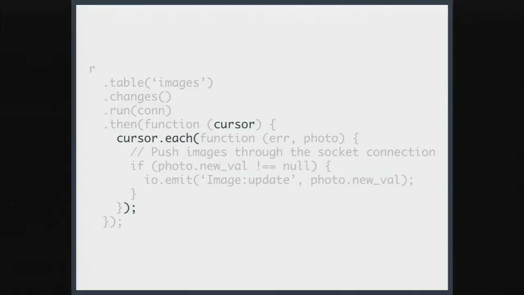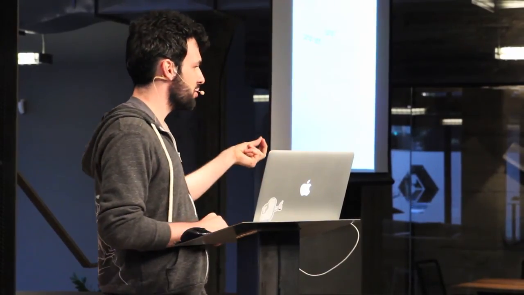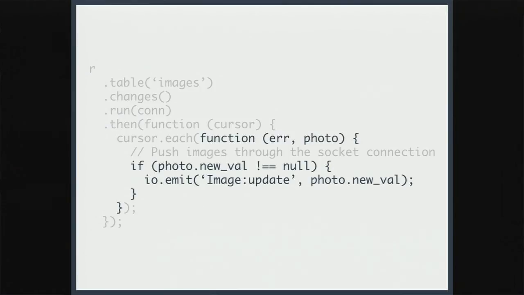You can see that here with that photo attribute. So we inserted an image, and that callback function is going to get executed. And what do we say? If this value is not null, then just send this new image to every single client. io.emit is basically a reference to all the socket connections on that server.